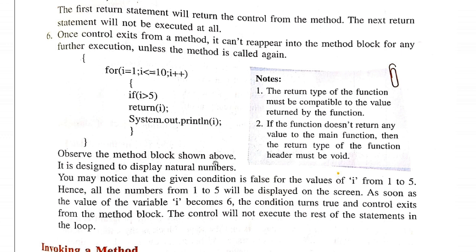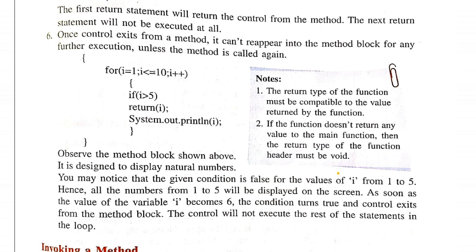Observe the method block shown above, it is designed to display natural numbers. You may notice that the given condition is false for the value of i from 1 to 5. So you can keep on, the value will be 1 less than 5, 2 less than 5, 3 less than 5, 4 less than 5.